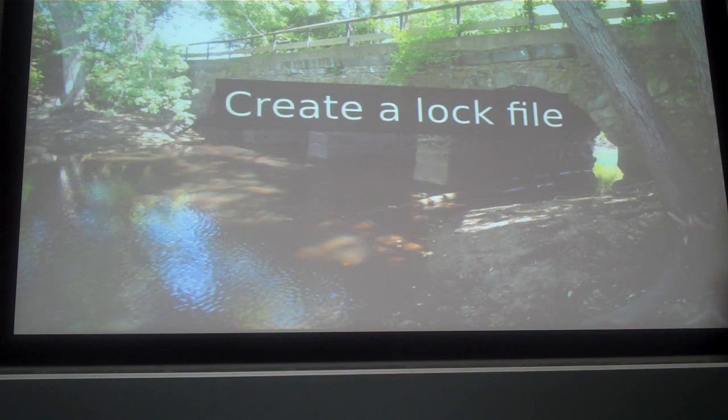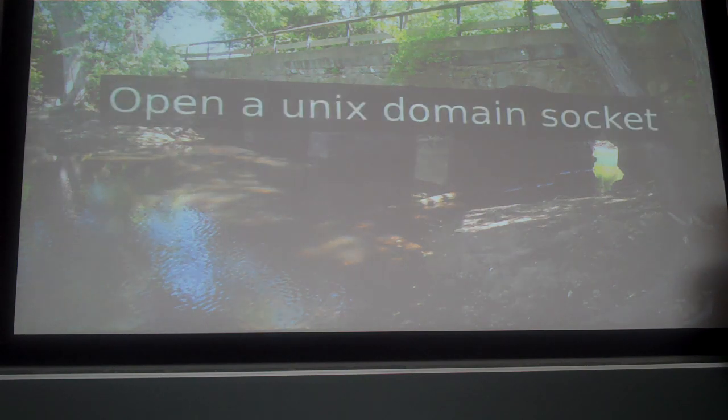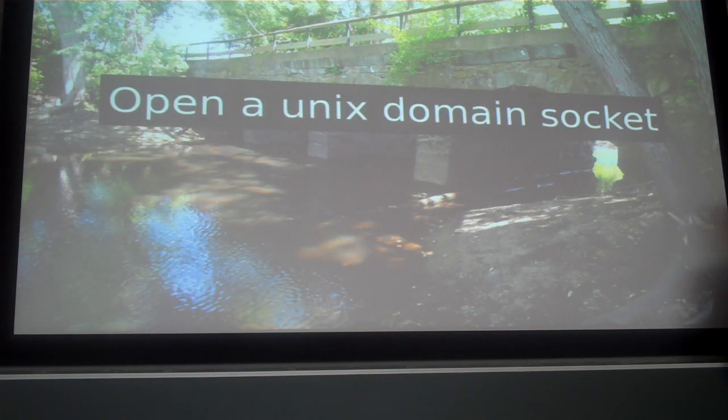So step one is to try and find yourself a free display number. You're just going to walk through /tmp/.X11-unix, looking for a free lock file, checking for stale lock files, and as soon as you've found a display number, you're going to immediately open up a Unix domain socket. This is the socket that clients are going to connect to, like an X client is going to try and connect to this. So this is just within your compositor.